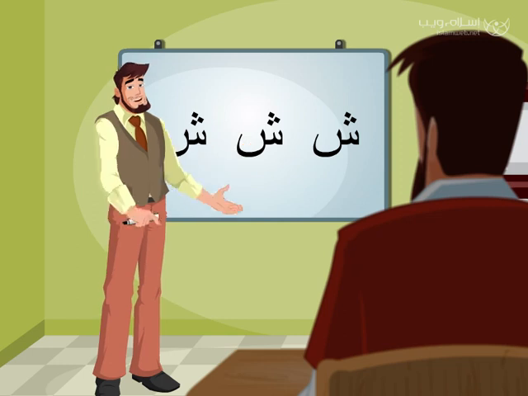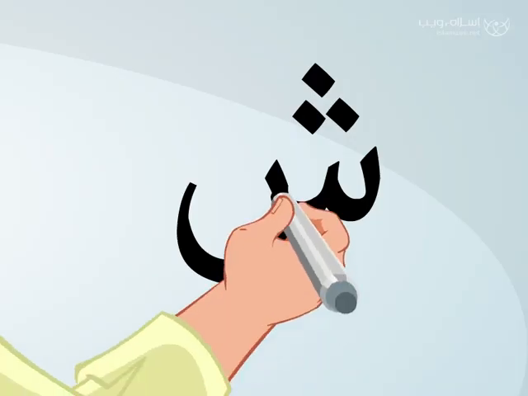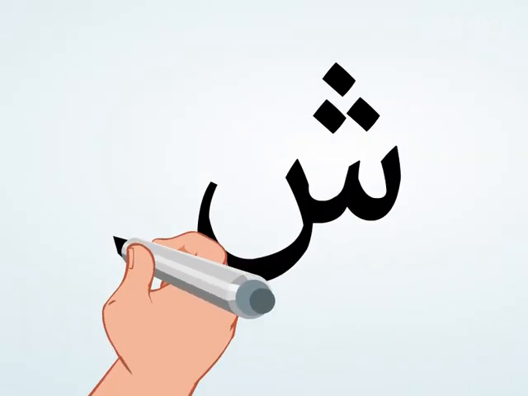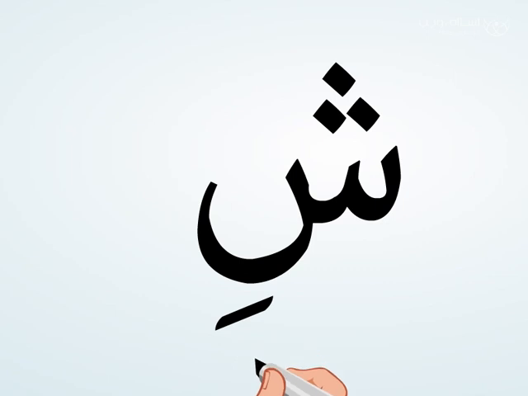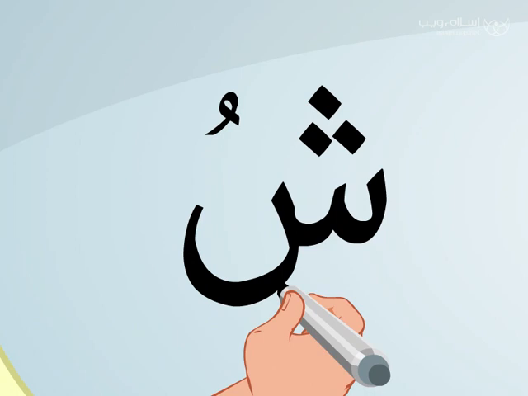how to pronounce the letters with short vowels. Fath, Kasr, and Dam. Sh, She, Shu.